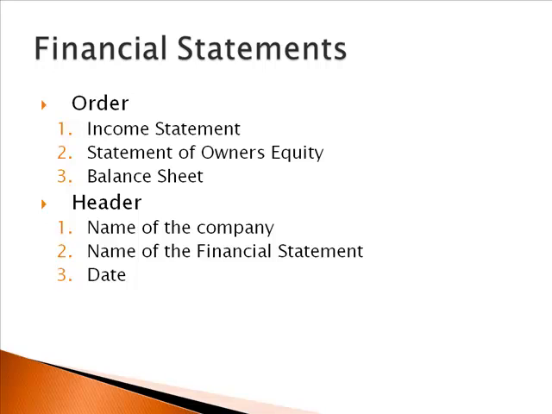The financial statements must be prepared in a specific order, as the information from one is necessary to complete the next financial statement. The order the financial statements must be completed in are first the income statement, then the statement of owner's equity, and then the balance sheet. The income statement concludes with net income, which is needed to complete the statement of owner's equity, which concludes with owner's ending capital balance, which is needed to complete the balance sheet.